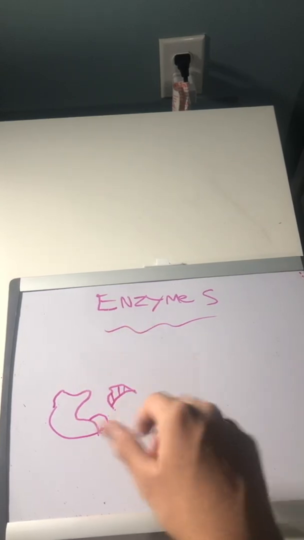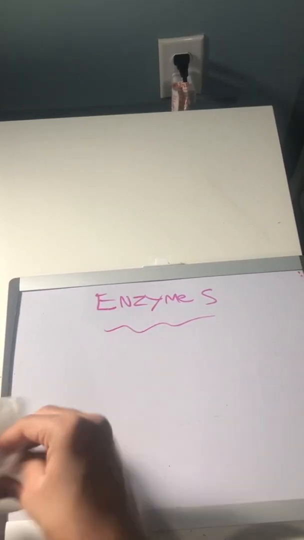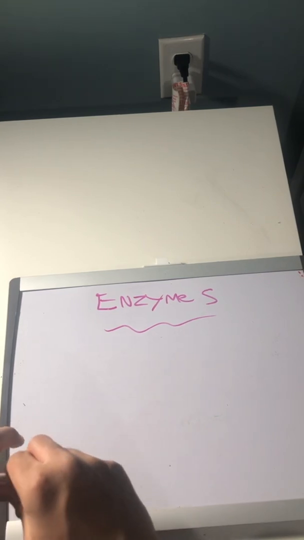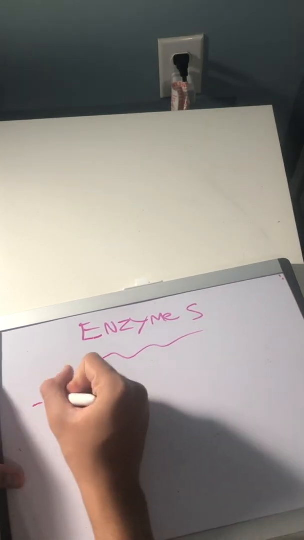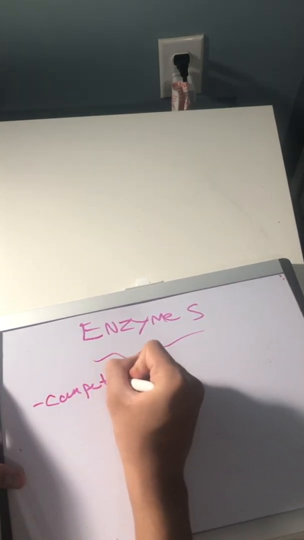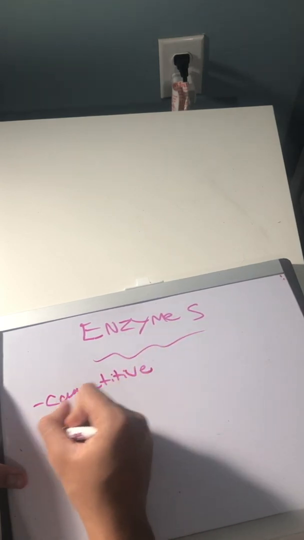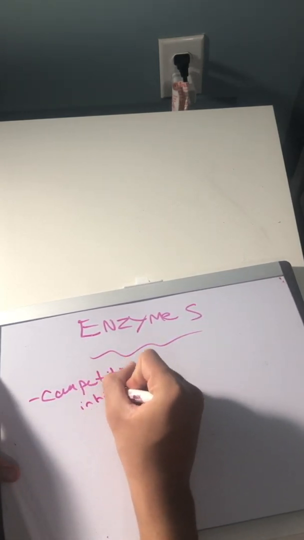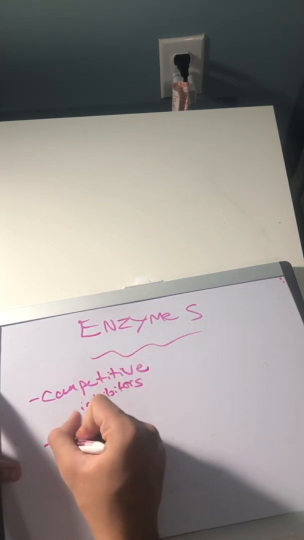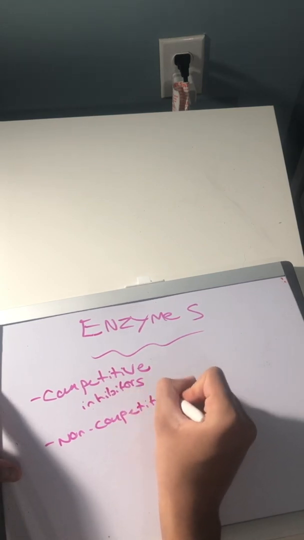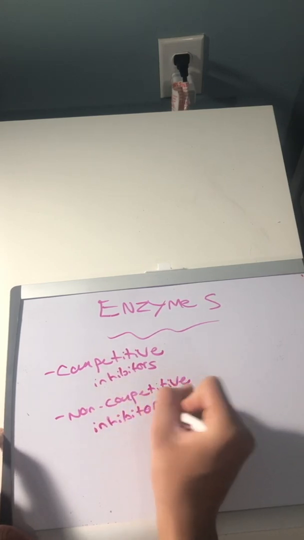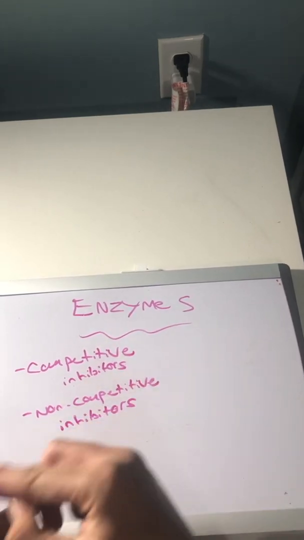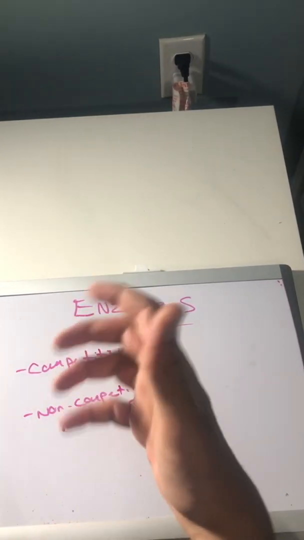These are called inhibitors. So there's two types of inhibitors. Firstly, there are competitive inhibitors, and there are non-competitive inhibitors. So basically, there are two types of inhibitors.